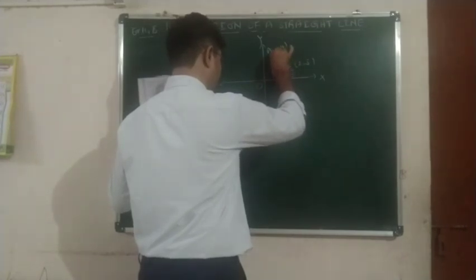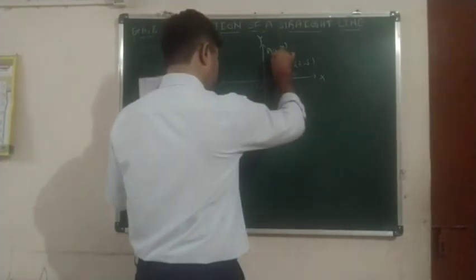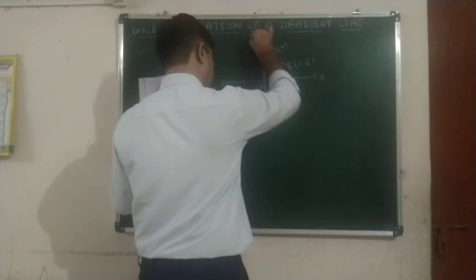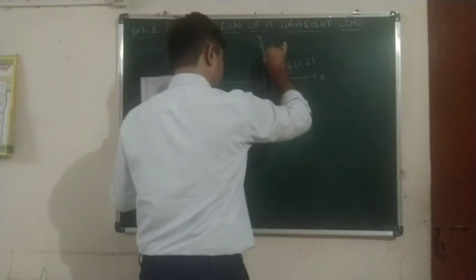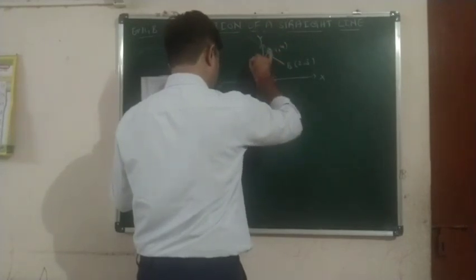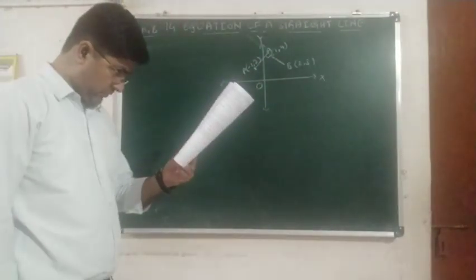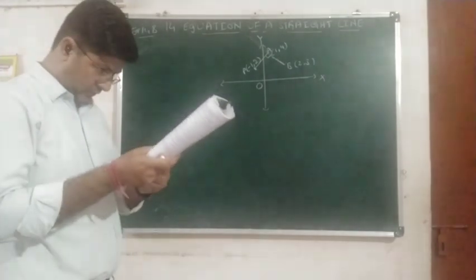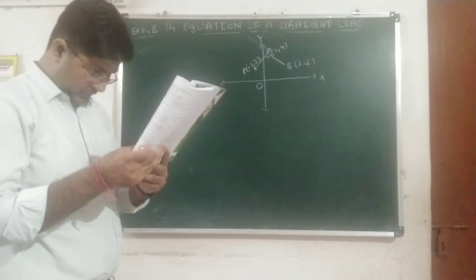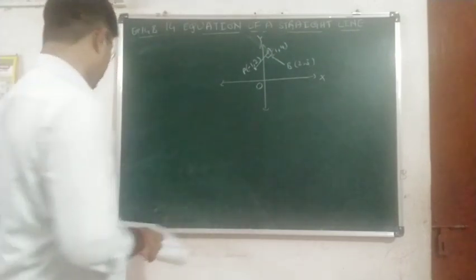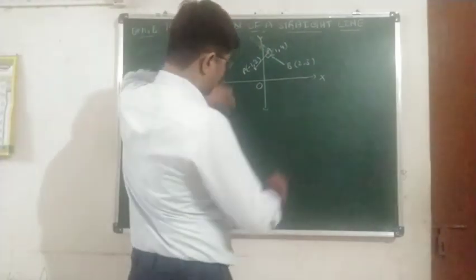If you want to draw the perpendicular, then it will be something like this. Clear? This is the perpendicular dropped from the point -1 comma 2. Say this is point P, -1 comma 2. We have dropped the perpendicular on the line joining the points A and B. So we have to find the equation of the perpendicular PA, or a line which includes the perpendicular PA.